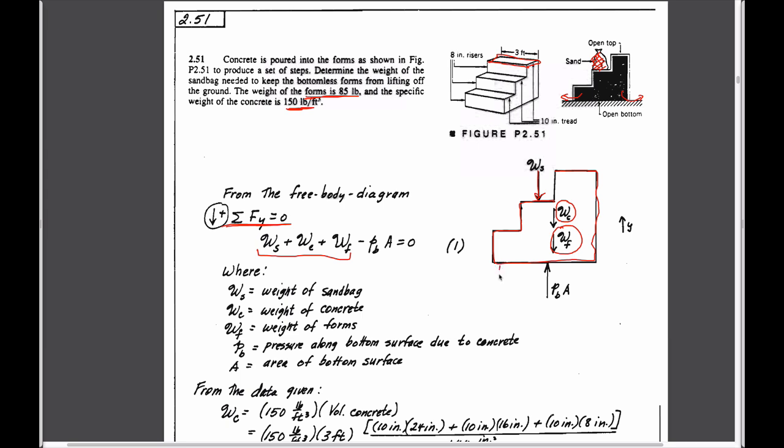But in addition to that, on the lower portion of the form, we have a uniform fluid pressure acting, because it's a fluid that fills this, that is pushing up. And that has a uniform magnitude of pressure p. And so the cross-sectional area of the base of the form multiplied by this pressure will be the force that's acting upwards, in the opposite direction to the other weights.